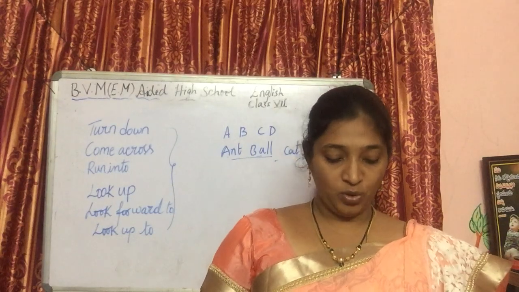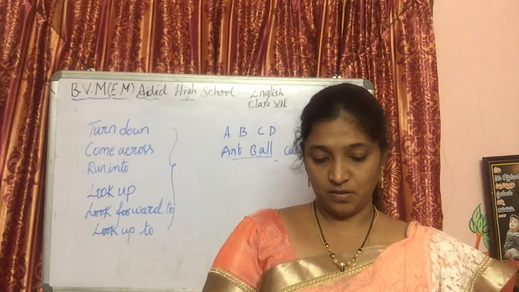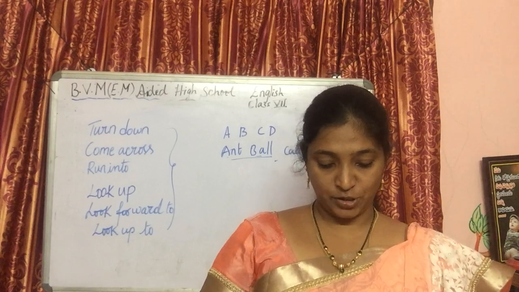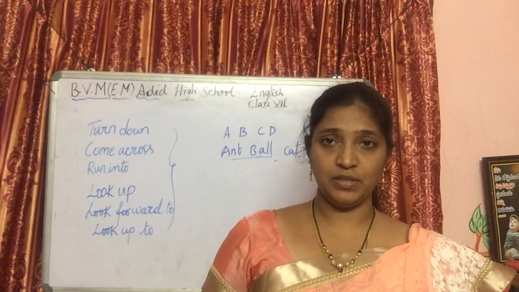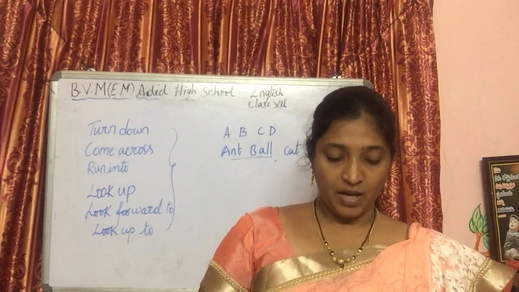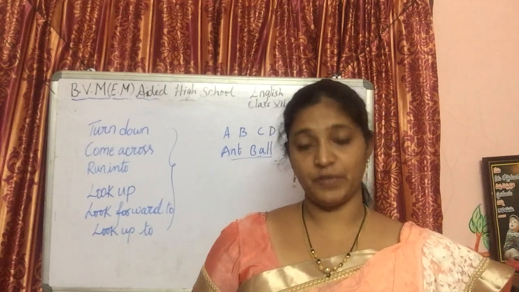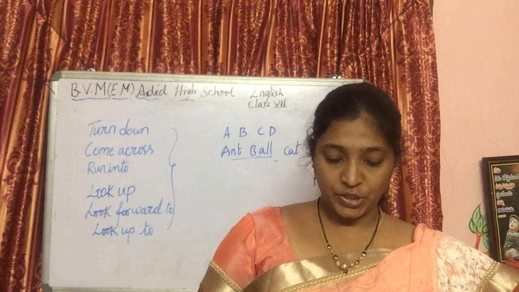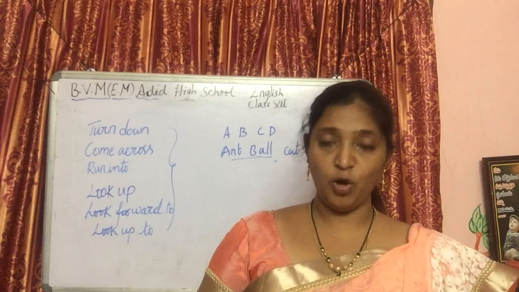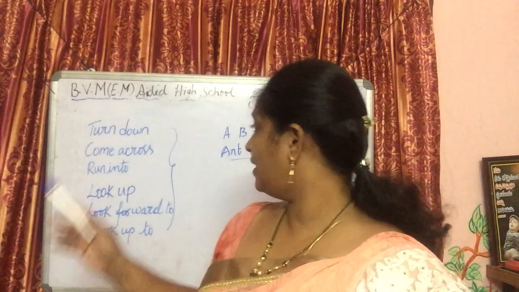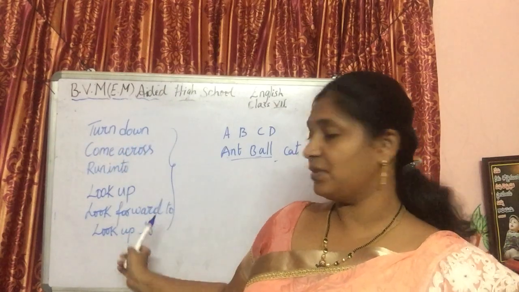Now I'm reading from the old textbook, from page number 62, vocabulary part Roman number 2. Okay children. So here, a phrasal verb is a phrase. Phrase means nothing but a group of words which consists of a verb and a preposition or an adverb or both. So if we see here, we have a verb and a preposition. Okay, sometimes we have adverbs as well.